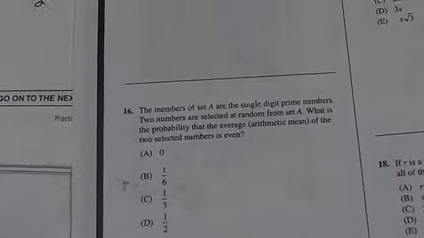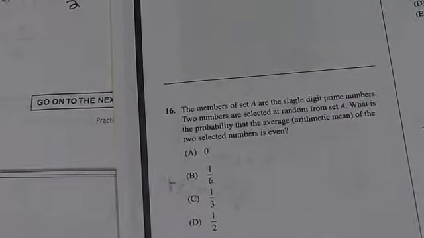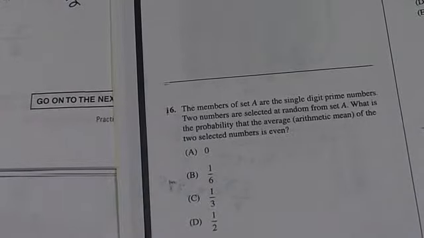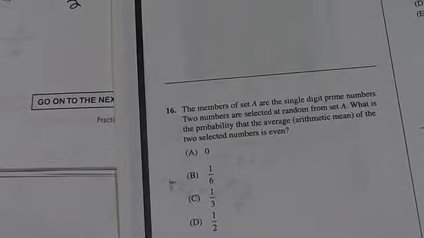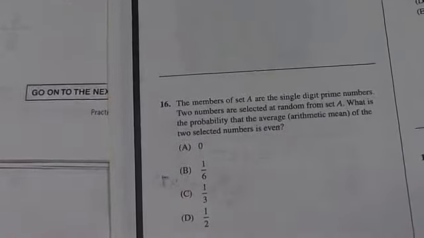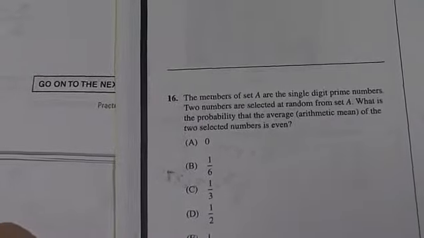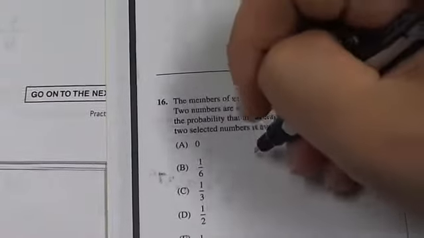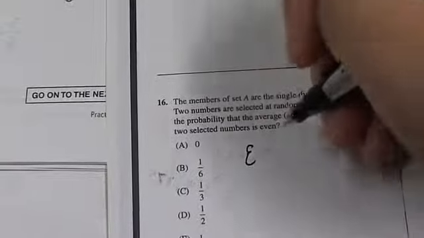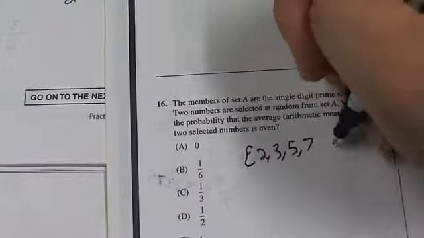16. The members of set A are single-digit prime numbers. 2 numbers are selected at random from set A. What is the probability that the average of the 2 selected numbers is even? Alright, let's do the set of prime numbers. Remember, a prime number is only a number that can be divided only by itself and 1. So prime numbers of set A are single digit. So it's 2, 3, 5, and 7.